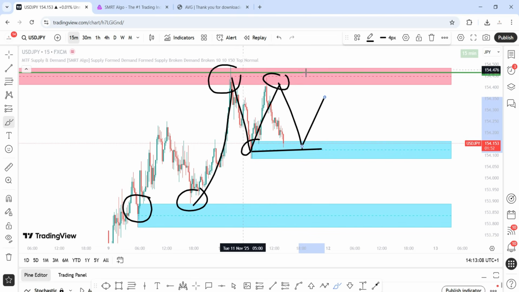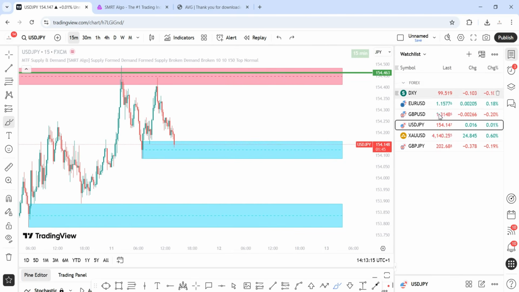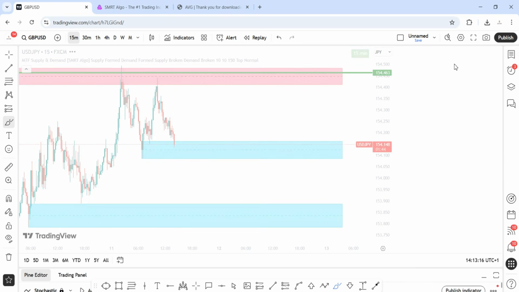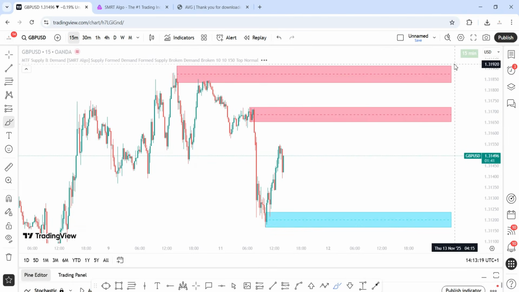How about we take one more example? Let's take a look at GBP USD. I'm using popular pairs so that we can get a better understanding of what is going on. All right, and you may be wondering, how do you take advantage of this? How can you lay your hands on this indicator? Don't worry, I'll show you as we progress in this video. So make sure you watch till the end.